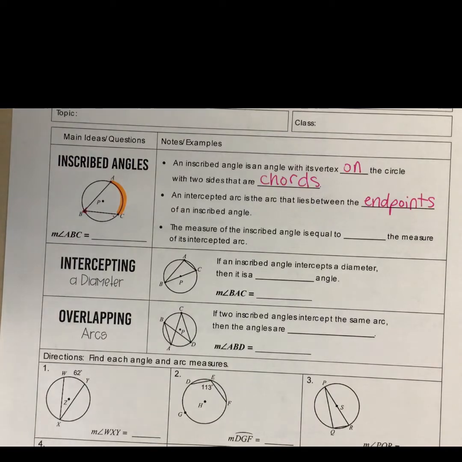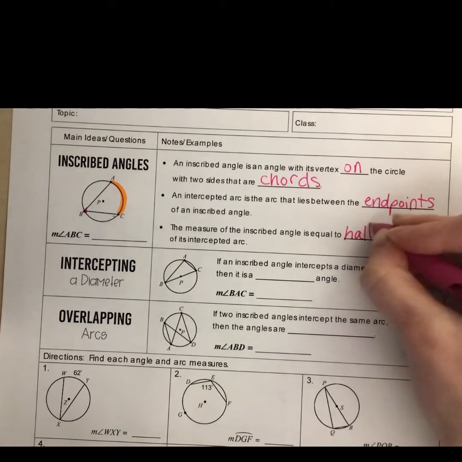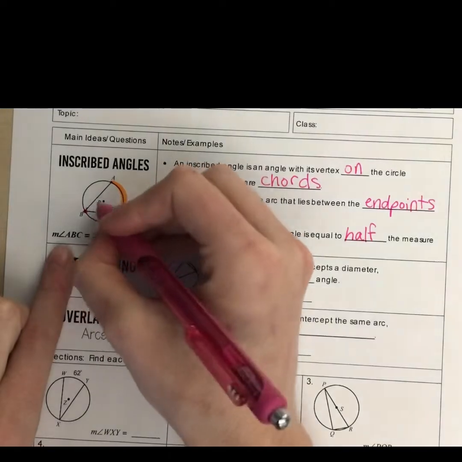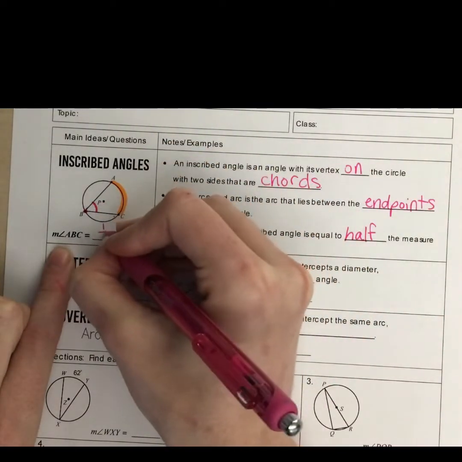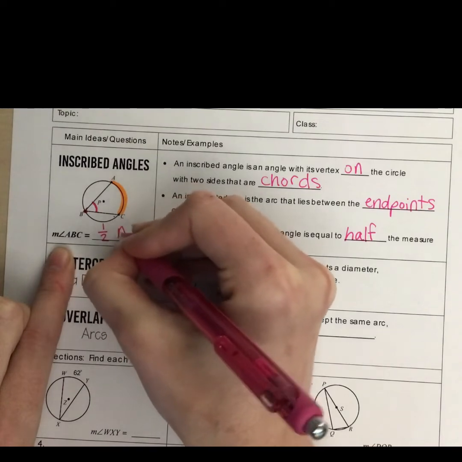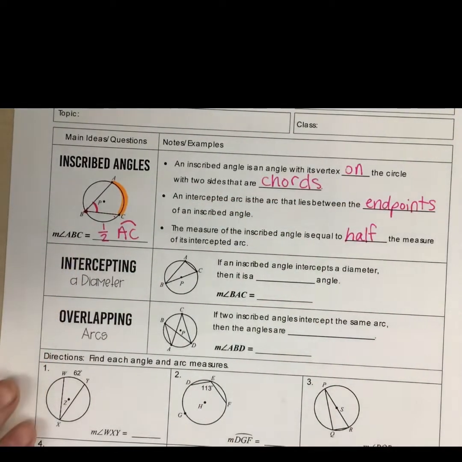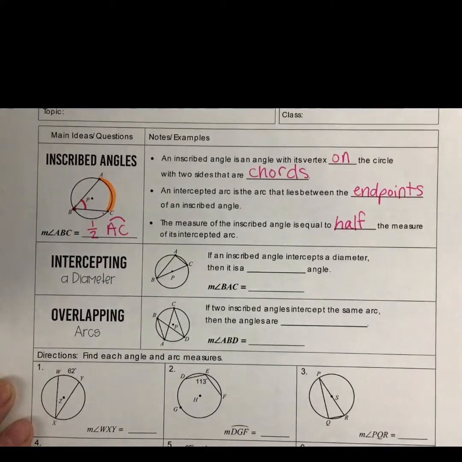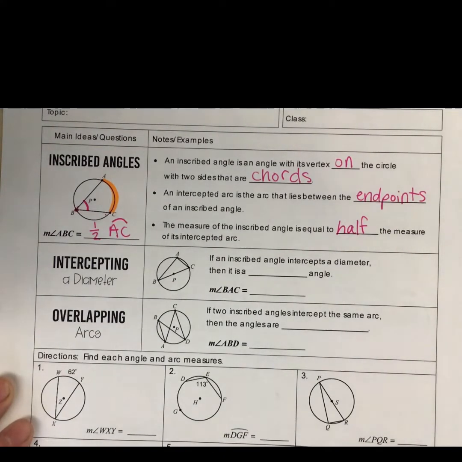Now, the measure of that inscribed angle is actually equal to half the measure of the arc. So we can write an equation here. If I know what this angle ABC is, that's equal to 1/2 the arc AC, and we write that as an arc. Now, what happens though if we look at that intercepting a diameter?